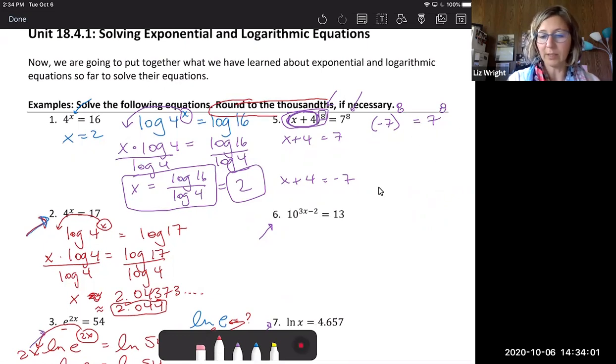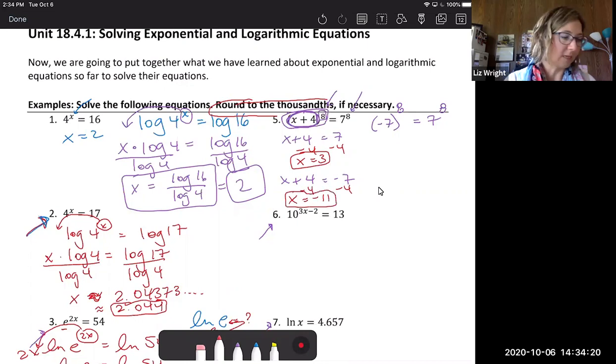All right, so I wrote down the 2 cases already. So we could have minus 4, and x is going to give you 3. That's one answer. And this other one, it could give us x equals negative 11. So that's going to be our other answer for that one. So we've got x equals 3 and x equals negative 11 for that one.